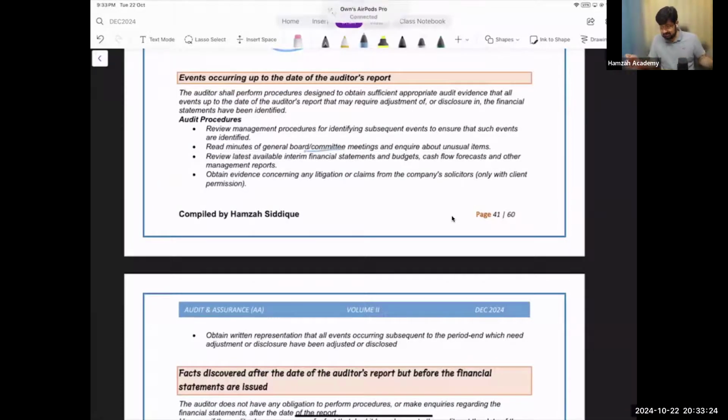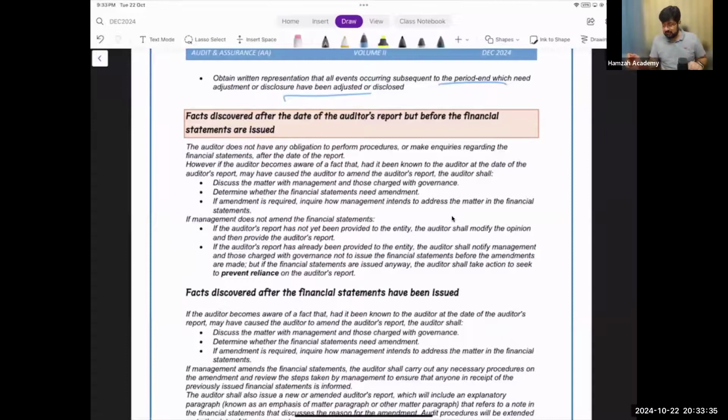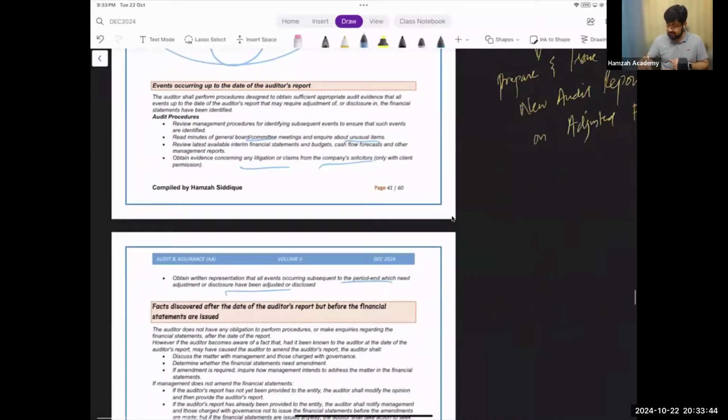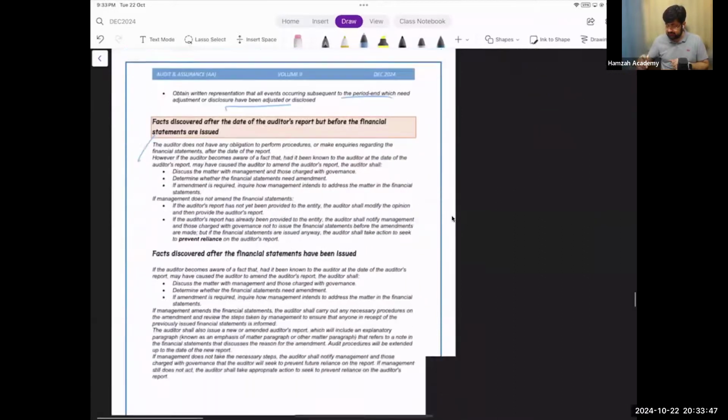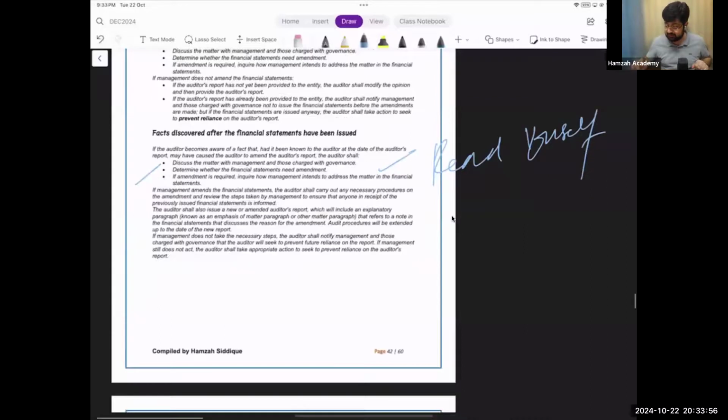Now, audit procedures on subsequent events need not be memorized. You have to review board minutes, review unusual items in the accounts, review litigation status, obtain management representation. So you have to perform these audit procedures. What I have explained here has been given here. Discuss a matter with the management, amendment. You have to read it yourself. What I have explained in the form of a table is given here.